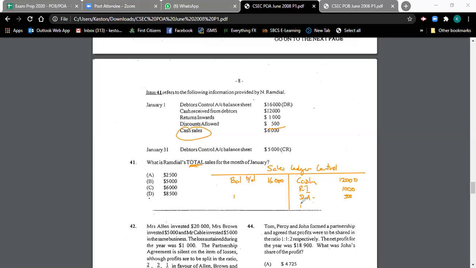Yeah, balance brought down. Credit balance of 5,000. I'm not going to get 18.5 here. 18, correct. 12 on 1 is 13. 13 on that is 18.5. So sales is what? 2.5.